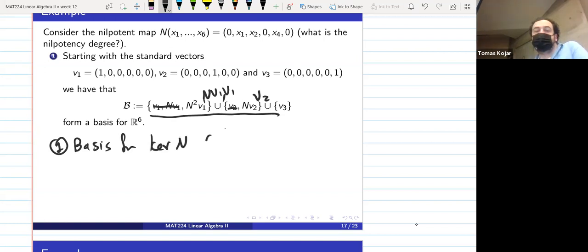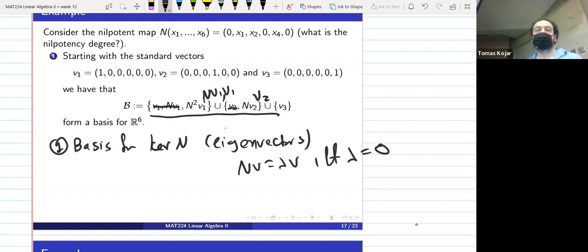In the book, he calls them eigenvectors. Do you know why the basis for the kernel of N are eigenvectors? Zero is the only eigenvalue. Is that okay? From the midterm: N v equals lambda v if and only if lambda is 0 when N is nilpotent. That was in the midterm. So let's do that first.